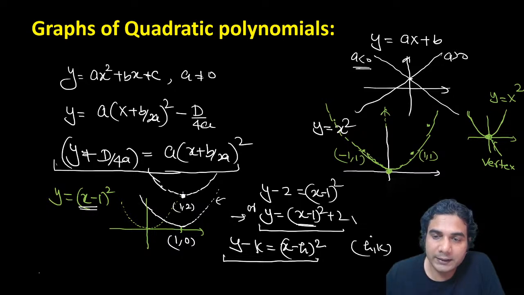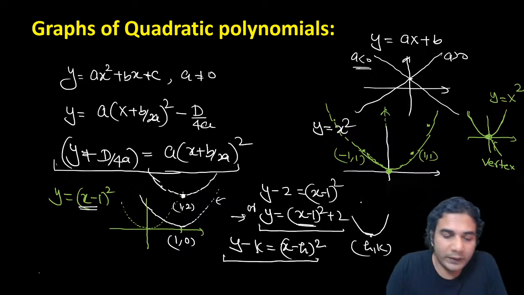And this will be like this, upwards. It might be downwards also. I'll tell you when it will be downwards. Suppose you have y is equal to minus x square, all right? Okay, let me give you some more examples before proceeding.